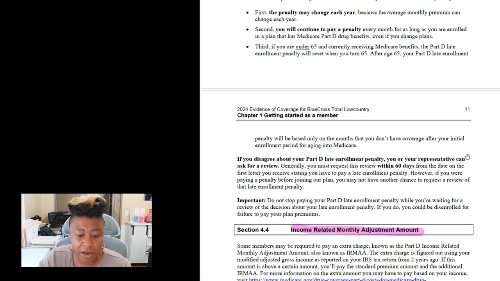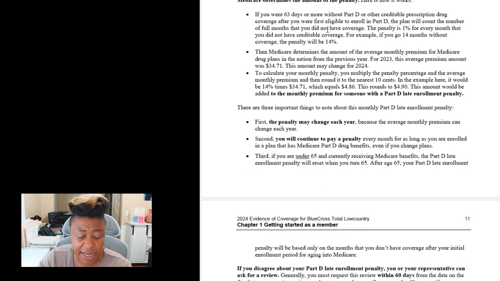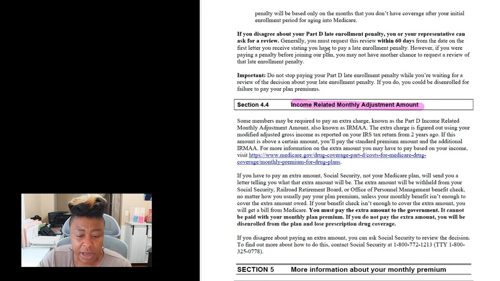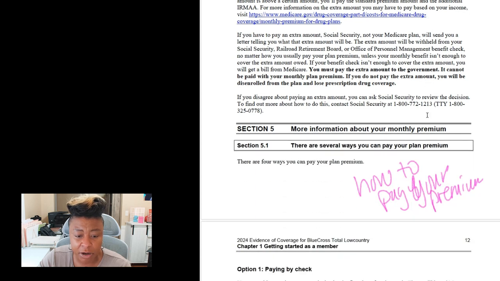And so we keep going, and this right here is a cool section. It's actually going to tell you how to calculate that penalty, and that will be in a separate video because I don't want this to be super long. I really just want you to know what you can find in your evidence of coverage in chapters 1 and 2. And then we go into the income related IRMAA again for your high income earners.